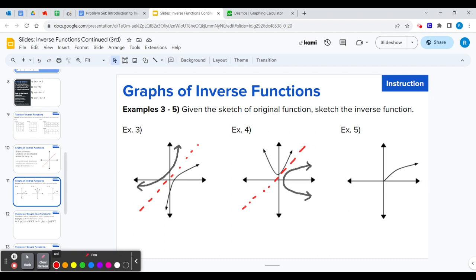And that last function is actually our square root function. If I reflect across my y equals x line, we'll still start at the origin and just bend up a little bit in one direction.